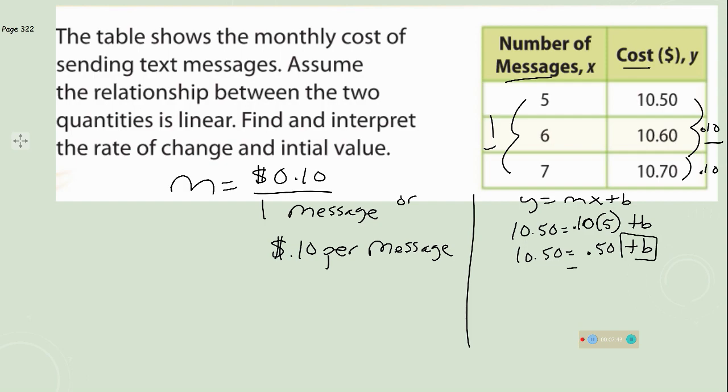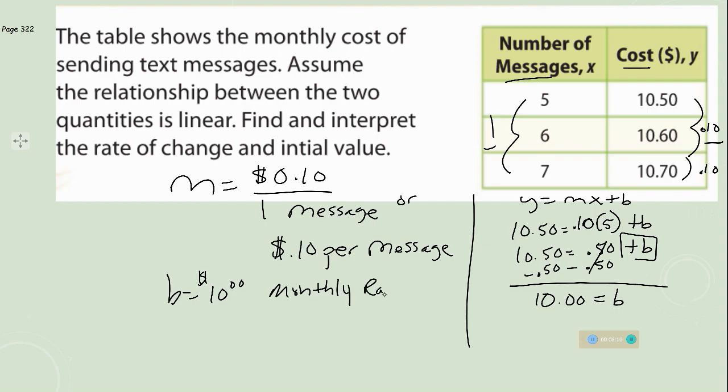Solving for this, we're going to subtract 50 cents from both sides. And we find out that there is a charge of $10 to start with. $10 plus 10 cents for every message. So b equals $10, and that would be the monthly cost. So that's the flat monthly rate. Okay, and that's how you do this. Some of it is a little logic, little common sense.